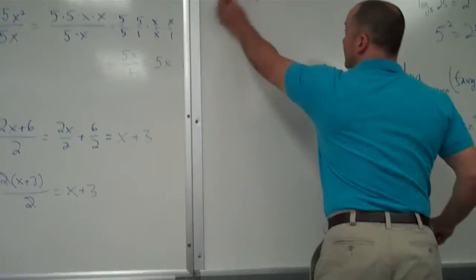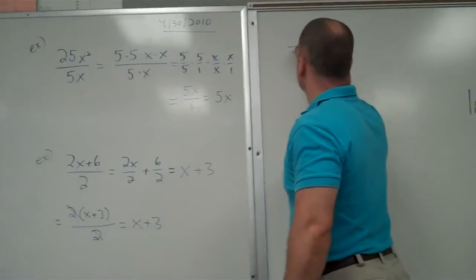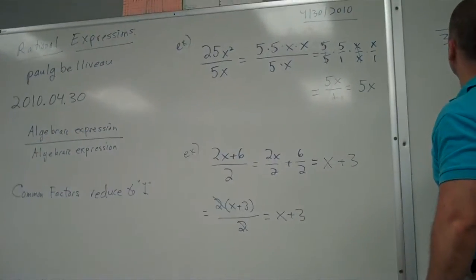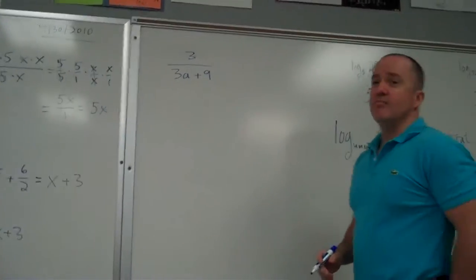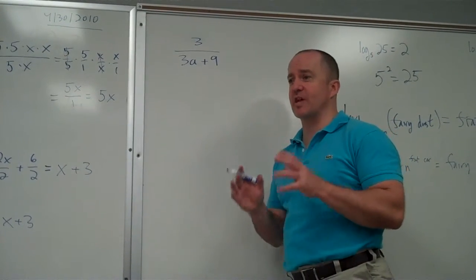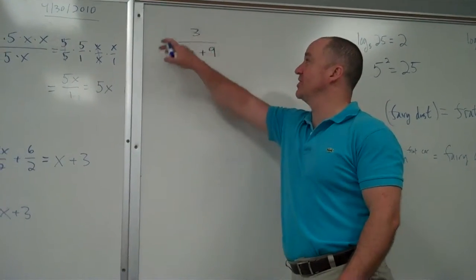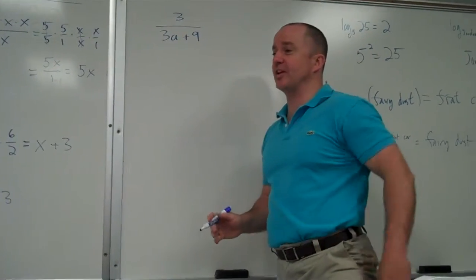Okay, now, let me make sure I get this. I'll start out with a very simple one. 3 over 3a plus 9. Most common mistake in the world. I still have a couple kids doing this in honors pre-calculus. Most common mistake in the world is to cross out this 3 and this 3 and call it a day. Cannot do it. What do you think I do?